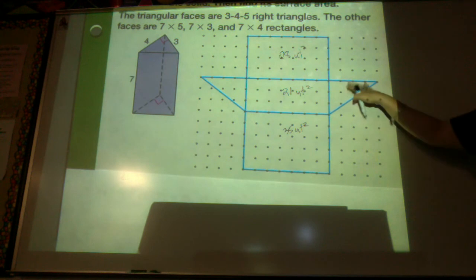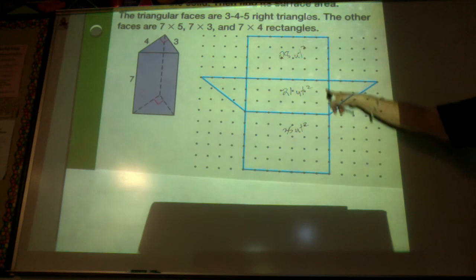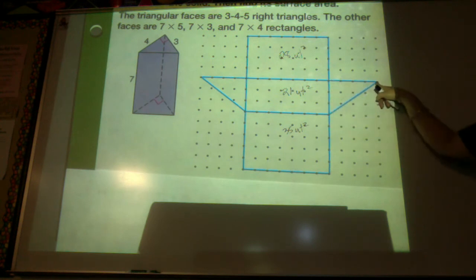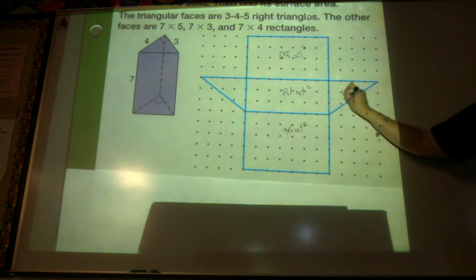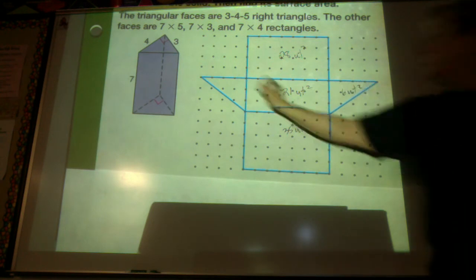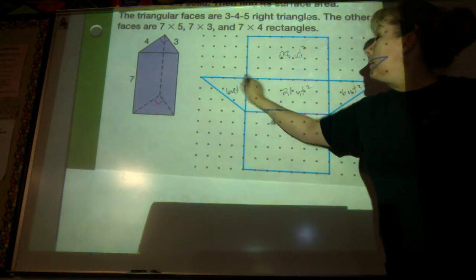How are you going to find the area of the triangles? What's the formula? 1/2 base times height. The legs in a right triangle 100% of the time are your base and your height of that triangle. So I've got a 3 by 4. What's 3 times 4? 12 and half of that. So this is 6 units squared. 6 units squared because they're both the same.